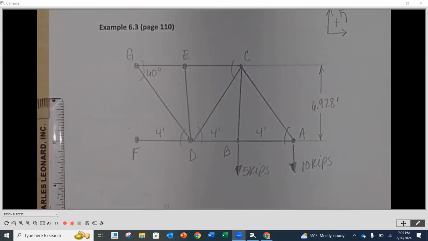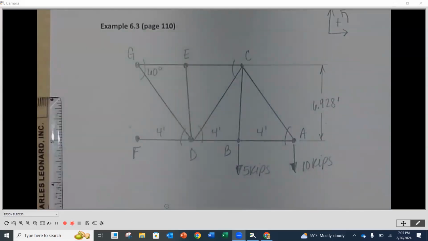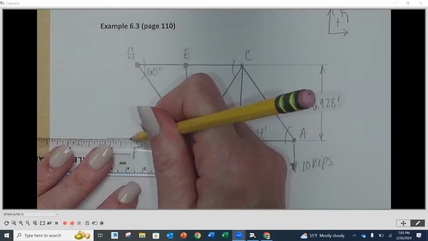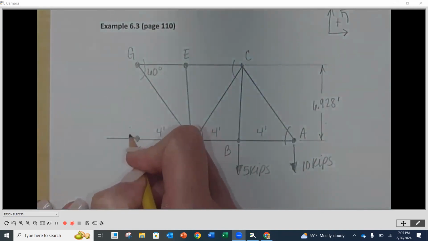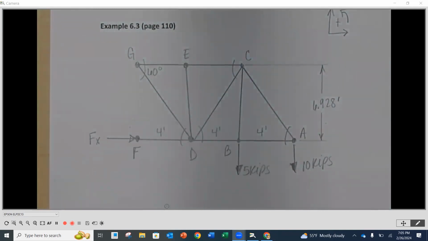Now, as we look at F and at G, you'll notice F is a roller and G is a pin. So F is going to be perpendicular to the surface it's riding on. The surface is vertical, so the reaction is going to be horizontal. Okay, horizontal. So this is going to be my FX. I'm going to call it X because it's horizontal, and I'm going to assume a direction going to the right. Okay.